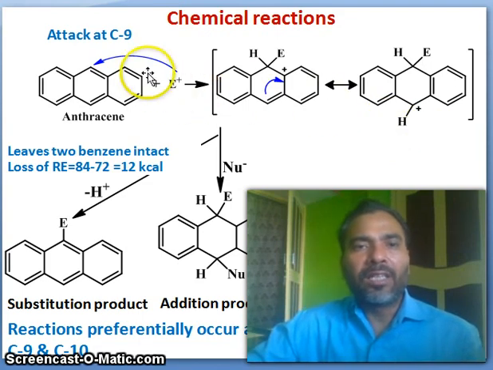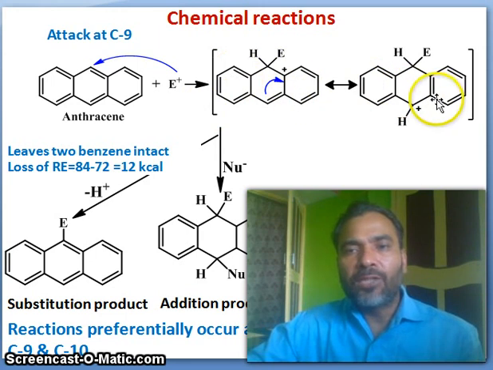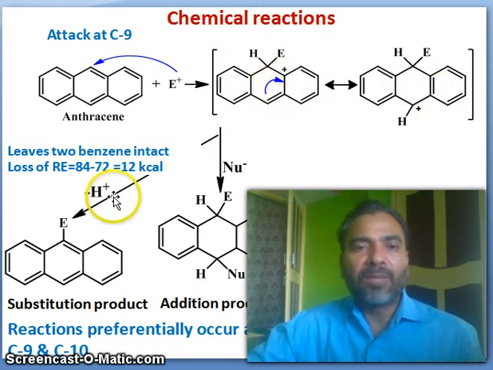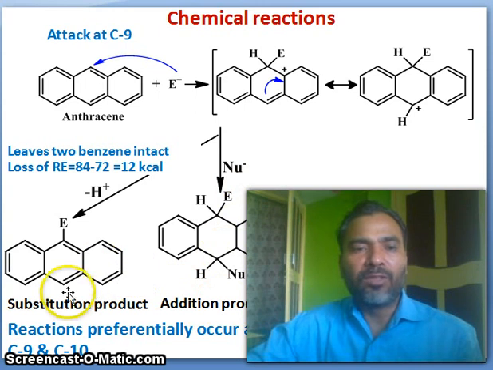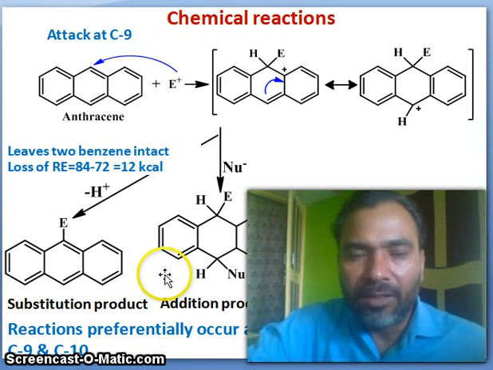Now attack at the 9 position. In anthracene, you see these two structures. And after these two resonating structures, if you remove H plus, it gives the substitution product. And if a nucleophile attacks at this center, then you will get the addition product. So both products are possible, substitution product as well as addition product. So the reaction preferentially occurs at carbon 9 and 10.